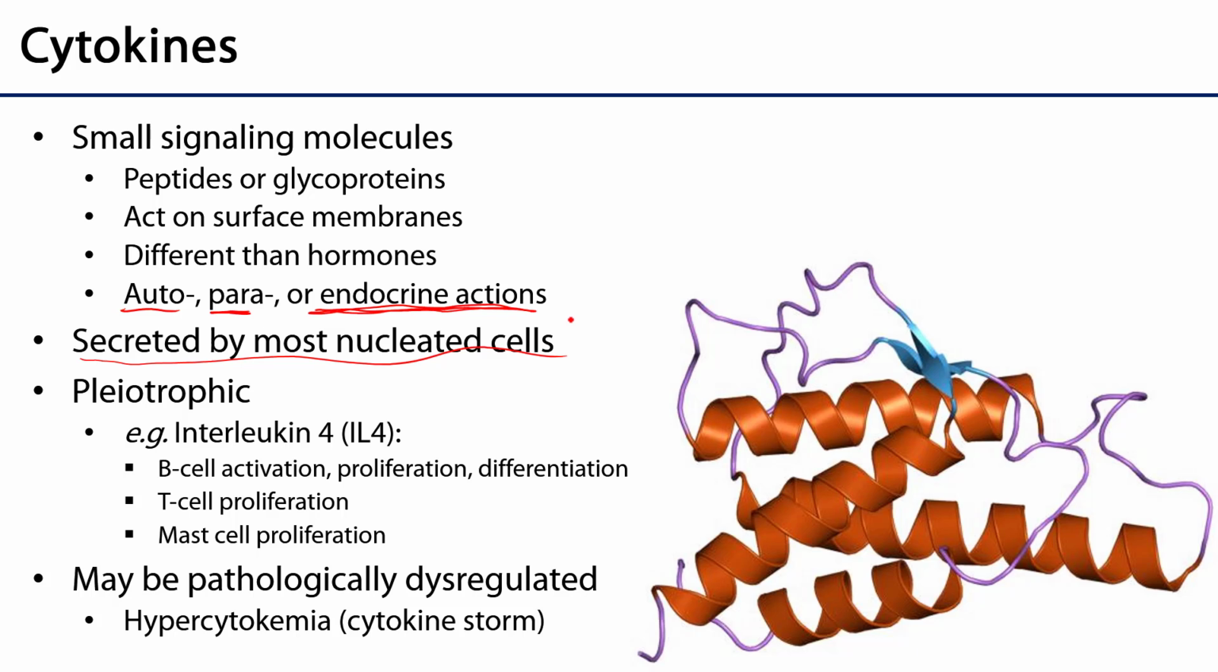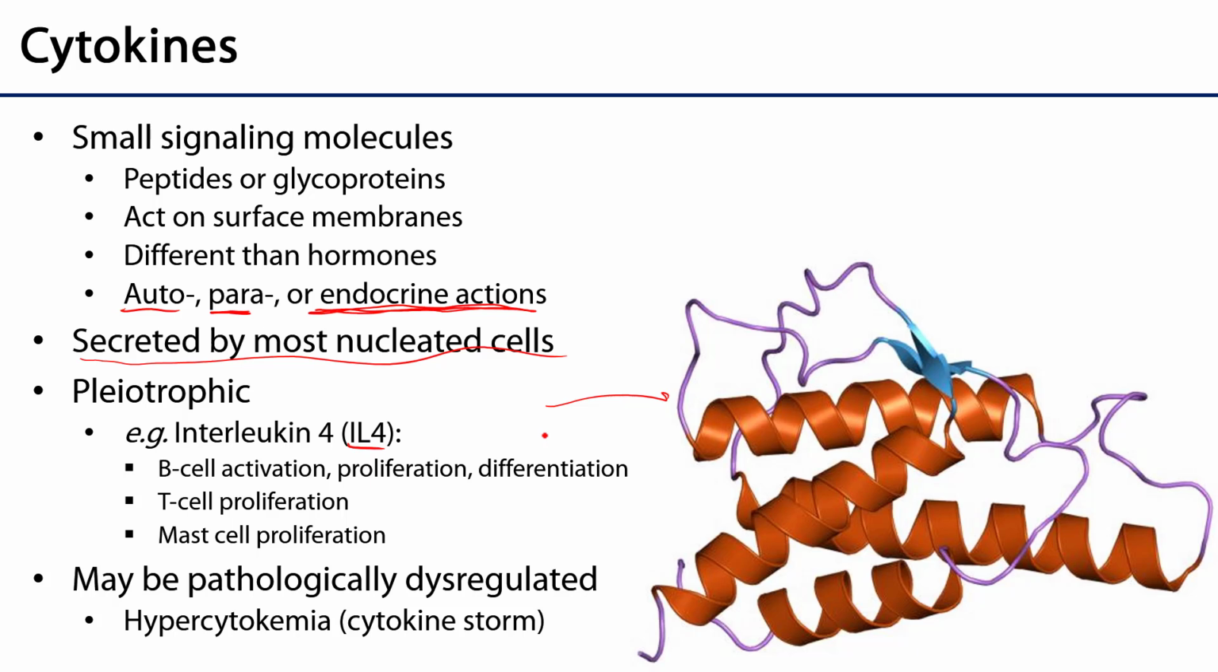Cytokines are also pleiotropic, which has a different meaning from the world of genetics. Pleiotropic in this instance means that it has a different effect on different target tissues. So, for instance, if we were to take a particular cytokine, interleukin 4, IL-4, which is what we can see represented over here, on B cells, interleukin 4 will activate, proliferate, and differentiate them into plasma cells. Whereas on T cells, interleukin 4 will be responsible for T cell proliferation and mast cell proliferation.